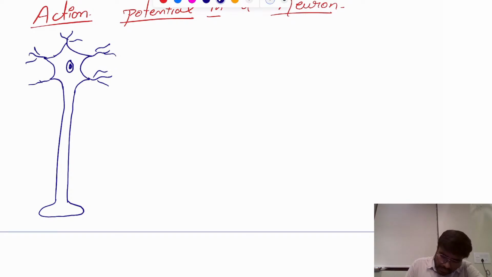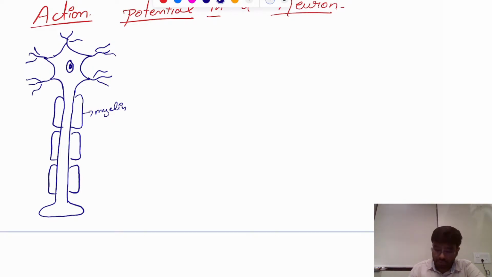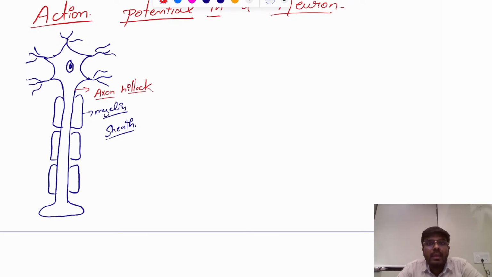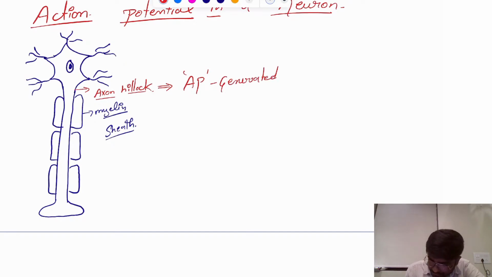Now, you know the axons are surrounded by the myelin sheath. This is called the myelin sheath, and this side also it will be there. So it's myelination around the neurons. Now, this region is called the axon hillock. The importance of the axon hillock is that it is the place where action potentials are generated.